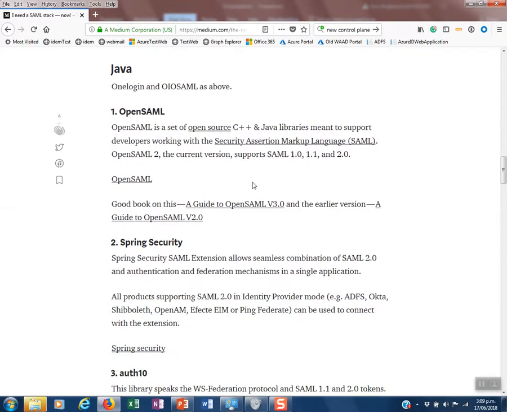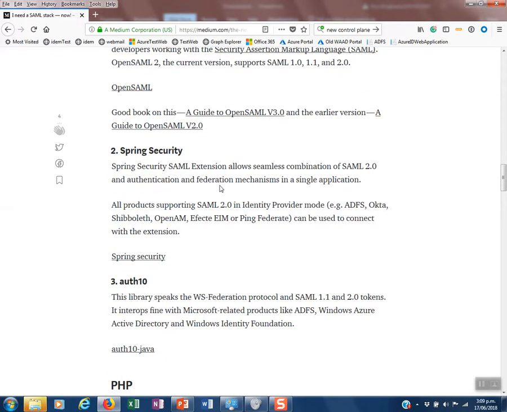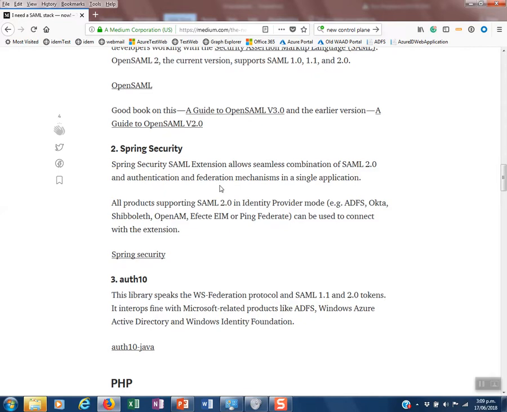Then we get into Java, OpenSAML. Well, that's the top kind of free one. That's what Shibboleth's built on, and it comes with a very good book. So if you're thinking of going and using that stack in the Java world, I recommend the book. The biggie, of course, is Spring Security. Ton of work being done there. They've got a very solid implementation.